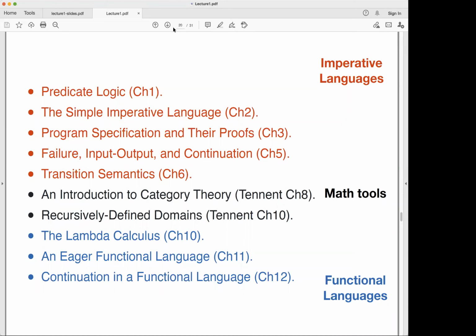And the reason we study category theory is to show the so-called existence of recursively defined domains. So we will go a bit deeper into the category theory that allows us to prove existence of recursively defined domains. And these tools that we develop are going to be used when we study these functional languages later. So, okay, that's the quick overview about the course.